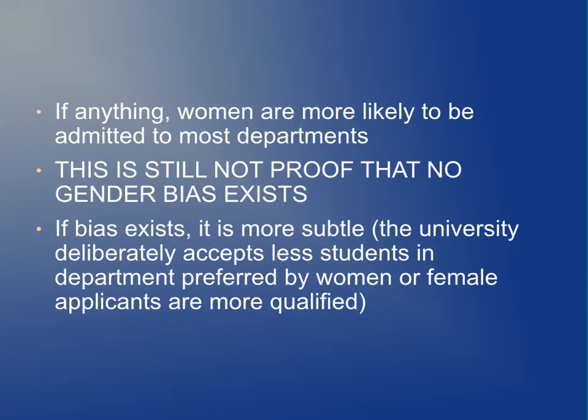This still isn't conclusive proof that no gender bias exists. In general, it's hard to prove a negative in science, and when you're trying to prove a negative using observational data, it's particularly dicey. But if such a bias exists, it's more subtle: that the university deliberately has fewer seats available in departments preferred by women, or that perhaps female applicants are more qualified and we would expect to have more women across the board, and by admitting an equal number, there's some sort of bias there.